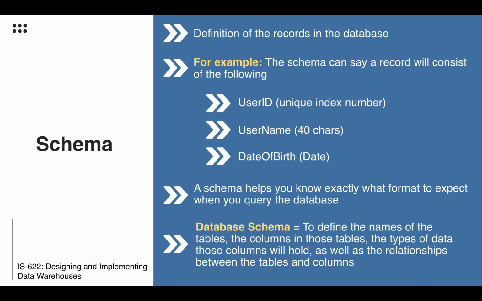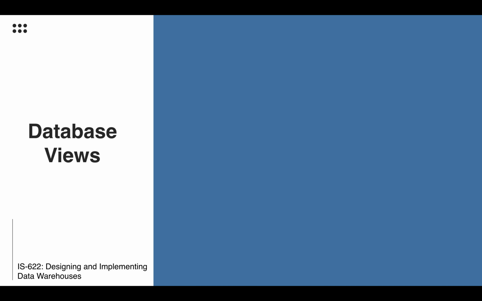Right? The relationships, if there is a foreign key or a primary key, foreign key relationship between the tables and the columns. So now, what is a database view? A view is a result of a query made to appear like a table.